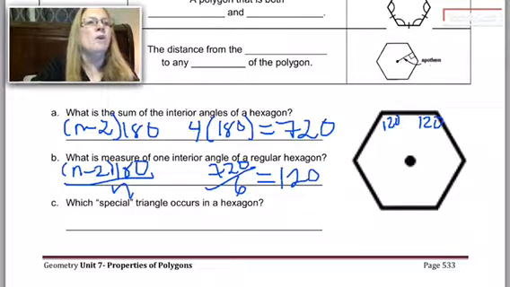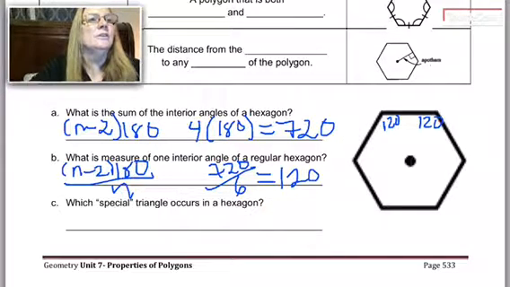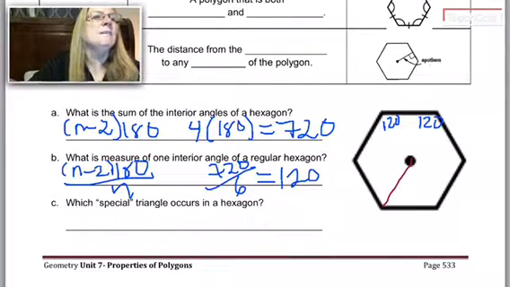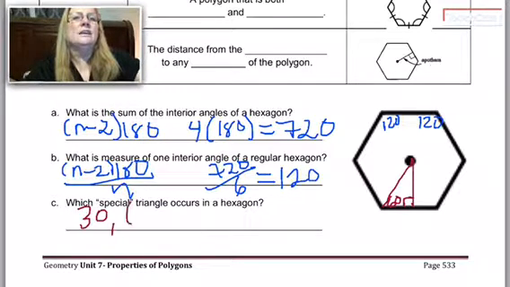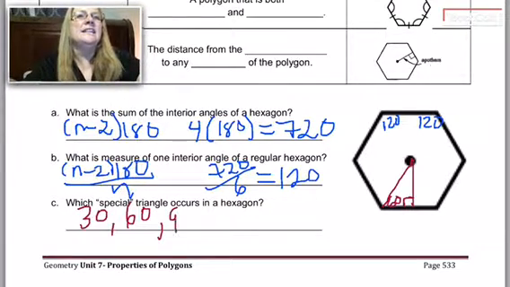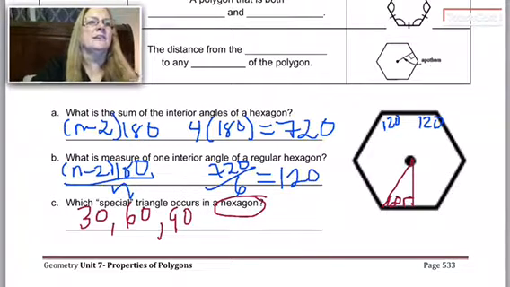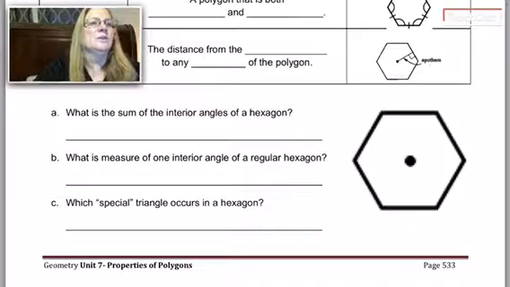Well, when we draw the radius, let me use a different color. The radius bisects the angle. So that's going to make this 60. We draw the apothem, which creates a right angle and bisects the side. So you will see a 30, 60, 90 triangle, and it's going to be created inside any regular hexagon. All right, now let's use that to solve some problems.